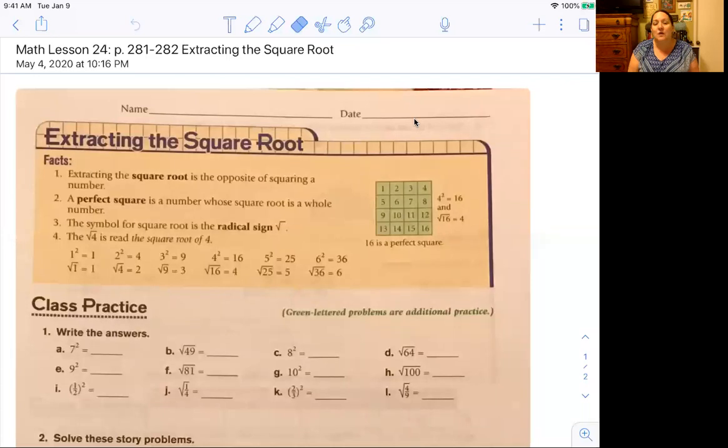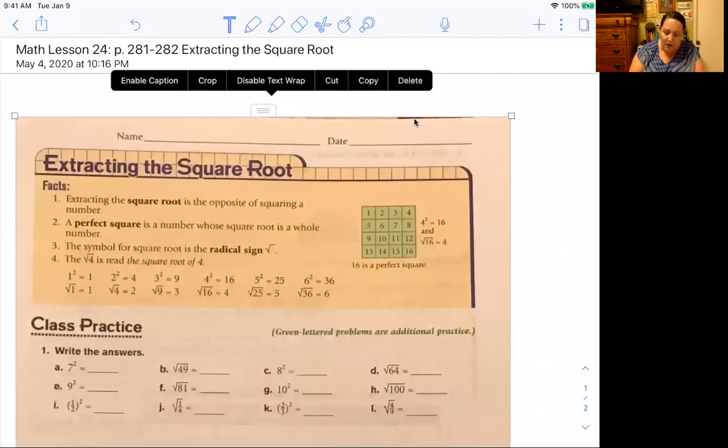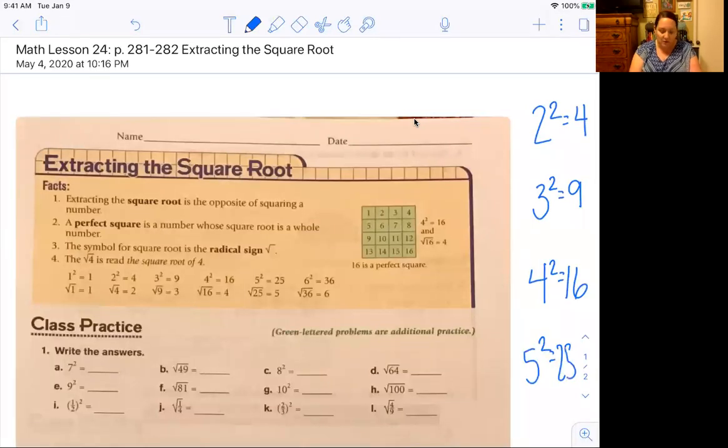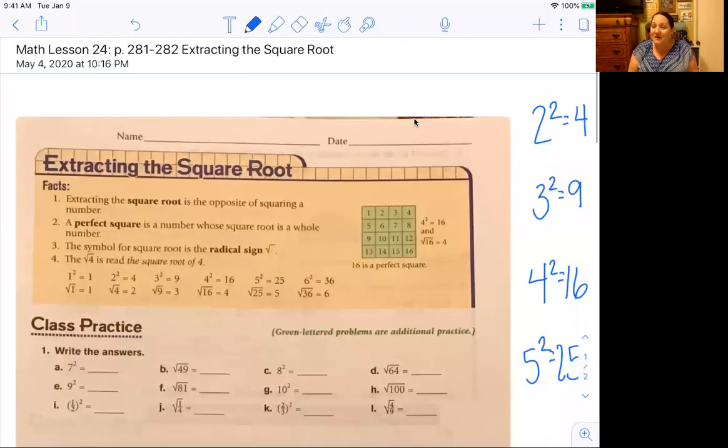It says extracting the square root is the opposite of squaring a number. Remember when, let me see if I can shrink this a little bit. Do you remember when we were squaring numbers? And if we said 2 squared was 4, right? And 3 squared was 9, and 4 squared was 16, and 5 squared was 25, and so on. That's a really funny 5. Well, extracting the square root or finding the square root of a number is kind of like that in reverse.